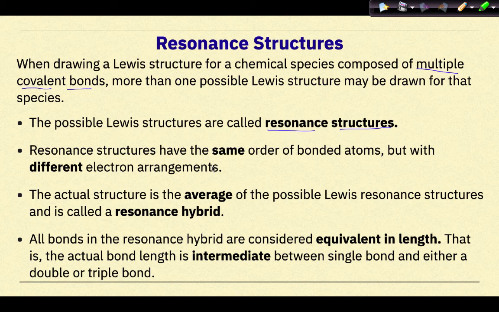Resonance structures have the same order of bonded atoms, that's really important, but with different electron arrangements. The actual structure is the average of the possible Lewis resonance structures and is called a resonance hybrid. All bonds in the resonance hybrid are considered equivalent in length. That is, the actual bond length is an intermediate between a single bond and either a double or triple bond.